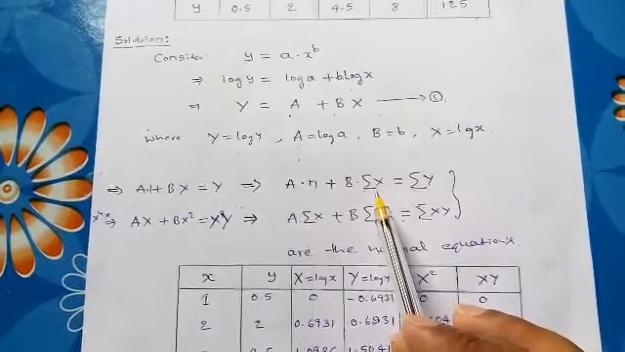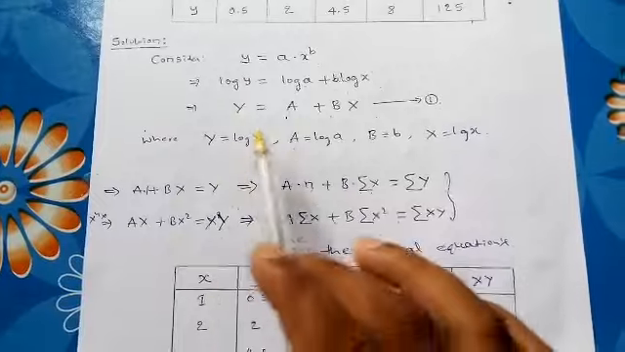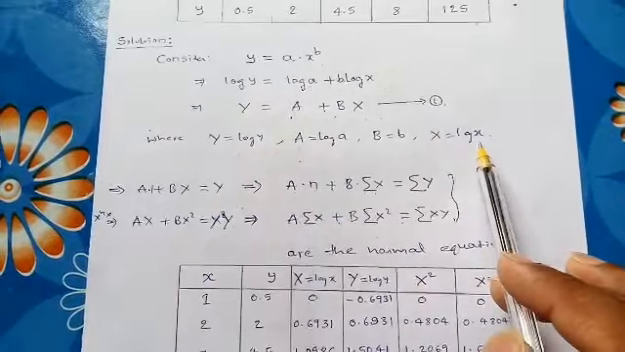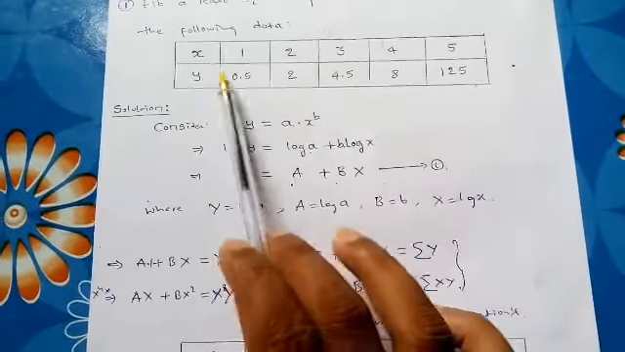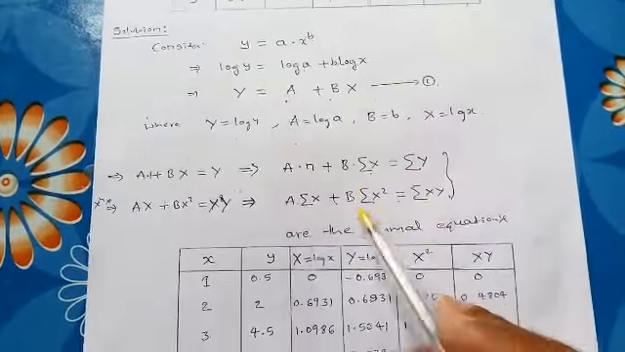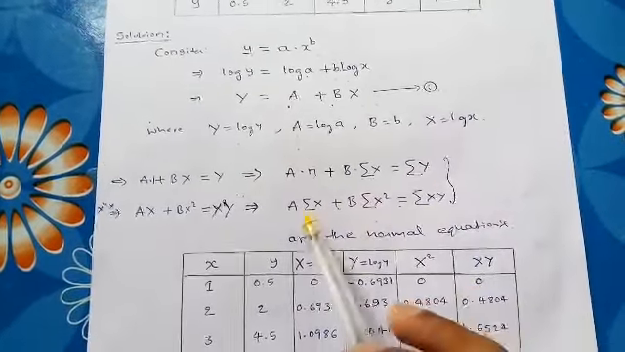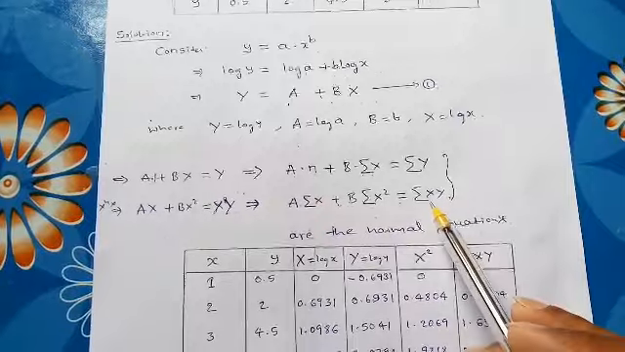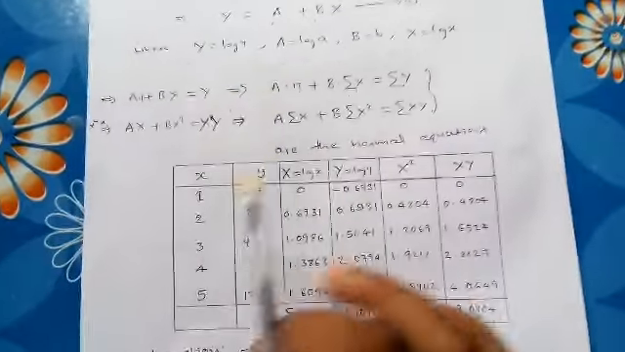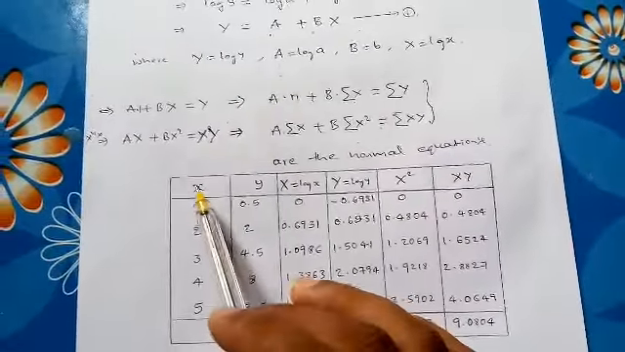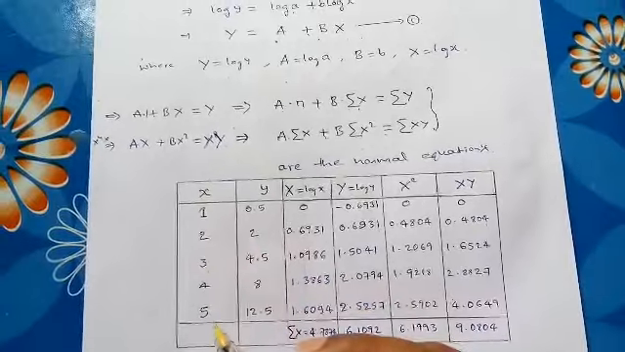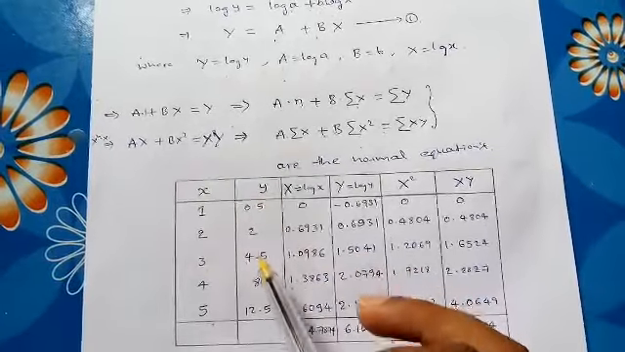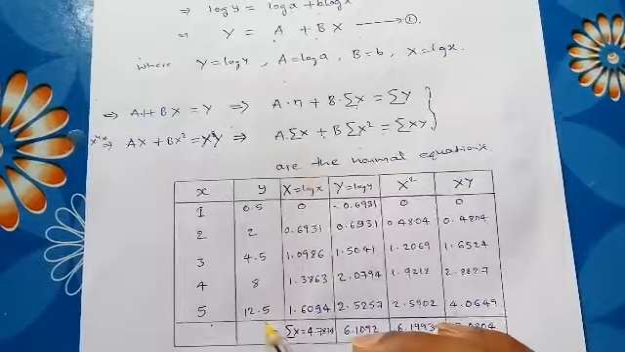And here is summation x, the sum of values of x. Capital X equals log of the given small x values. So here are summation of x, summation of y, summation x square, and summation of xy. For that, construct the table of data. In the first column, write down given values of x. In the second column, write down given values of y.